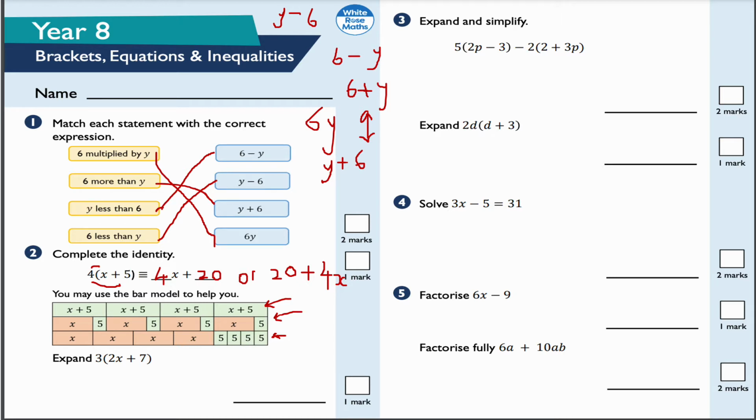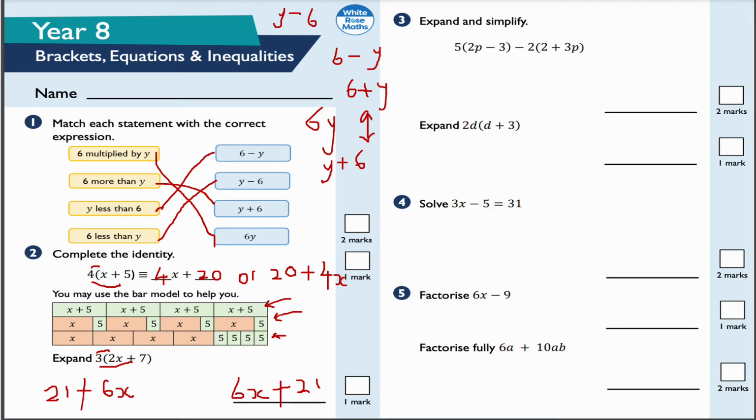This is the second question. Expand this bracket. Well, 3 times 2x is 6x. And 3 times positive 7 is a positive 21. So it's 6x plus 21, but again, examiners will also allow 21 plus 6x. Either way is still the correct answer, provided that my signs are staying consistent. So 21 plus 6x is the same as 6x plus 21.